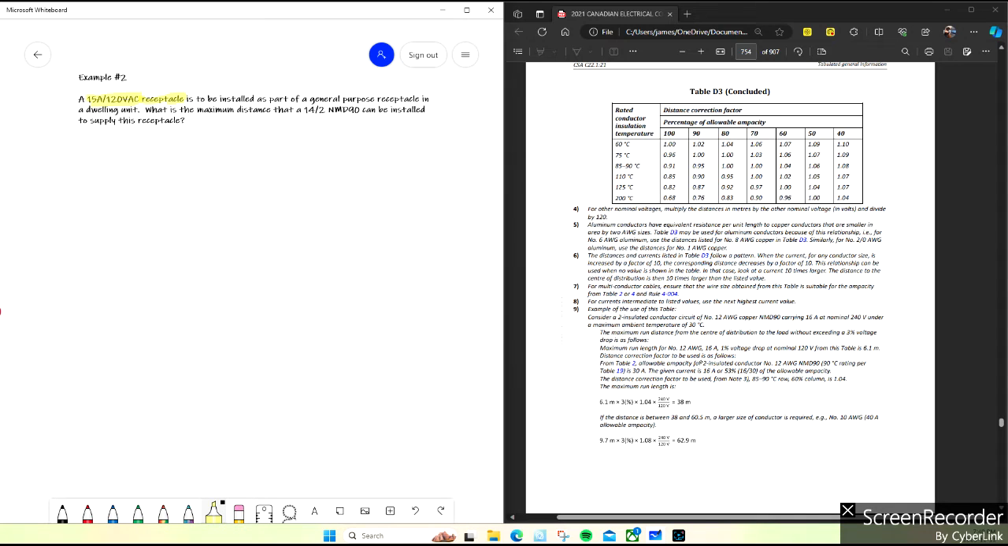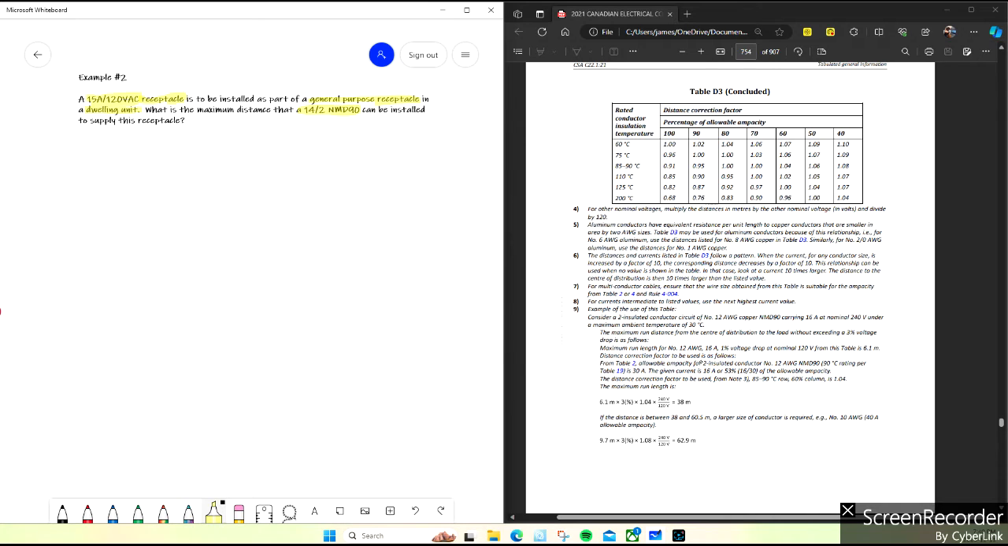The receptacle is general purpose. It's on a general purpose branch circuit, really should say. But that's what it is, general purpose. And it's in a dwelling unit. Maybe you can see where this is going already. What is the maximum distance that a 14-2 NMD90 can be installed?